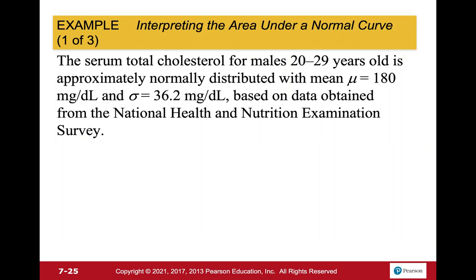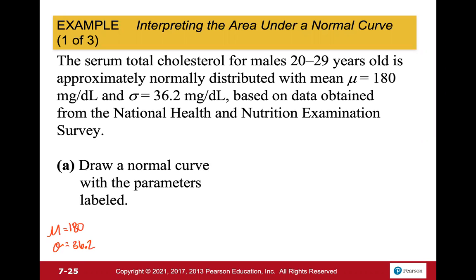All right, so the serum total cholesterol for males 20 to 29 years old is approximately normally distributed with a mean of 180 and a standard deviation of 39.2, based on the data obtained from the National Health and Nutrition Examination Survey. So it kind of looks like those 2 are going to be important. So let's take it down. The mean is equal to 180. The standard deviation is equal to 36.2.